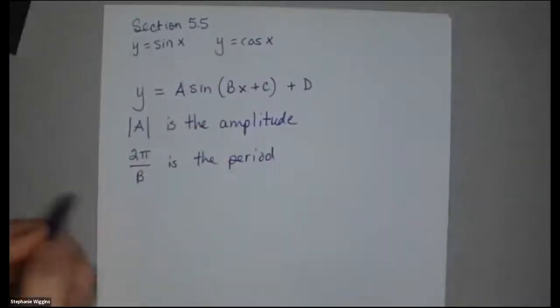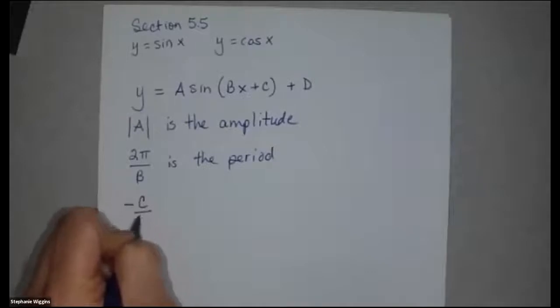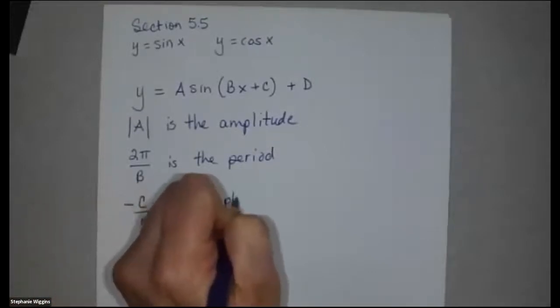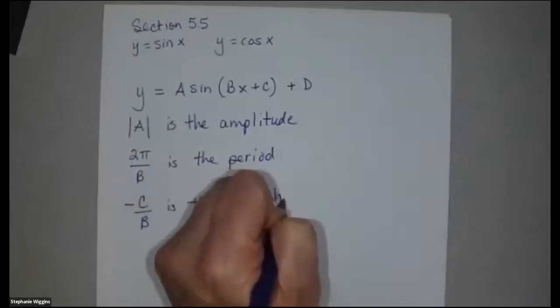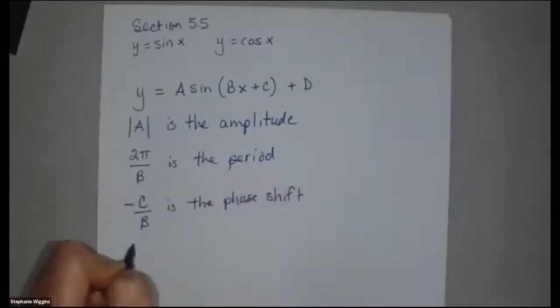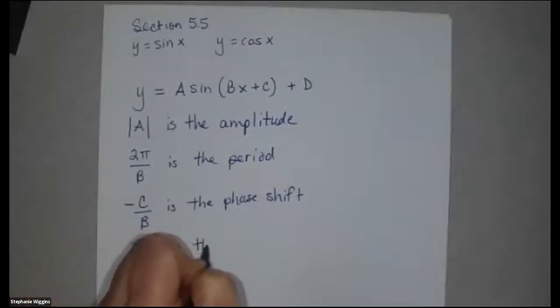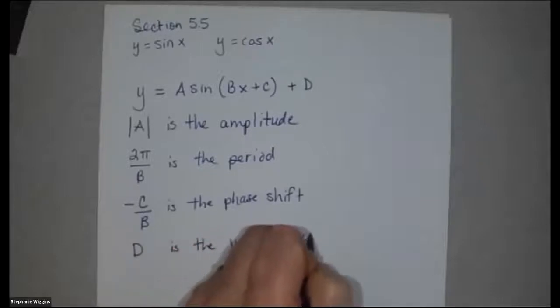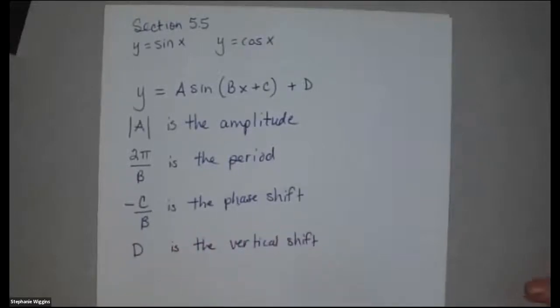And then I haven't talked about this yet, but the phase shift is minus C over B. And I will talk about that in a minute. And finally, D is the vertical shift. So it's up if D is greater than 0, and it's down if D is less than 0. Okay?